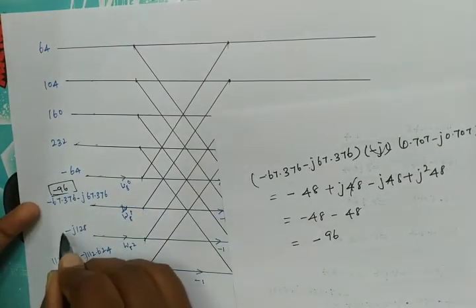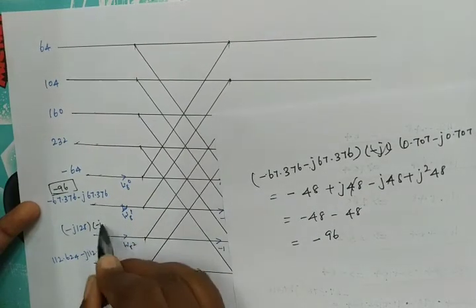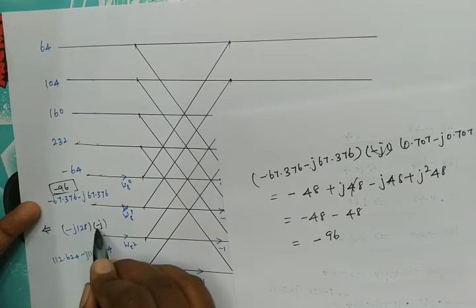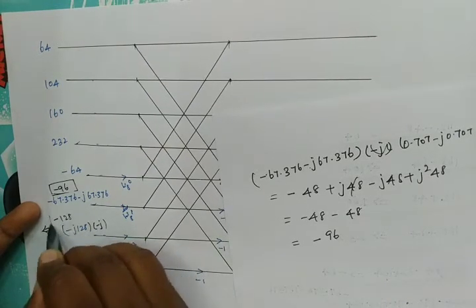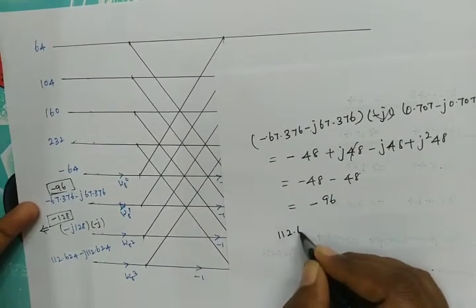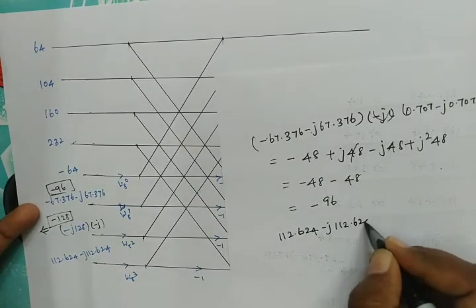Then the next one is minus j 128. So it is equal to minus j, because W8 power 2 is minus j. So we can straightly write the answer here. Minus into minus will be plus j square. So j square will be minus. So minus 128 here. Then the next one is 112.624 minus j 112.624 into W8 power 3.